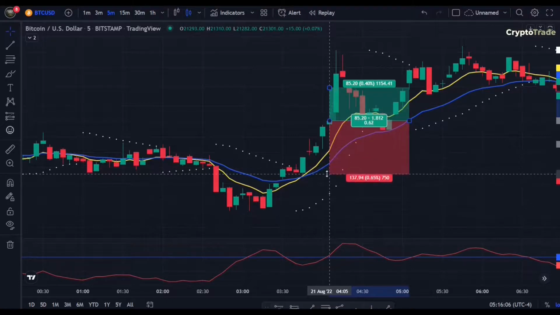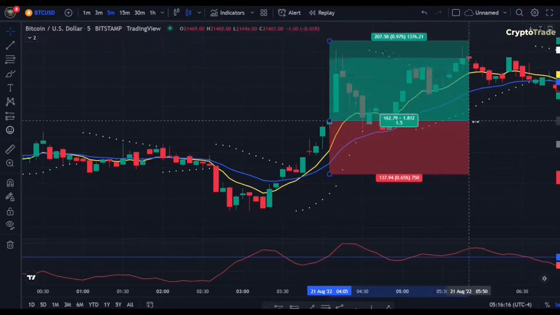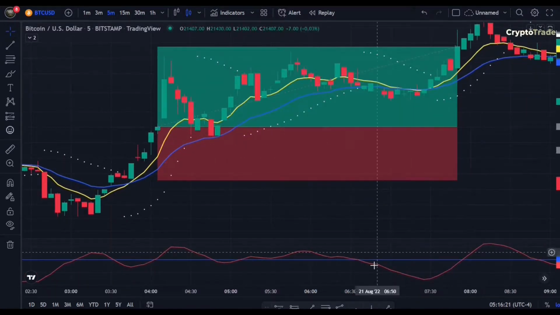Place the stop loss below the nearest swing low. The risk to reward ratio will be set to 1 to 1.5. The market reached the target and the trade was automatically closed with profit.